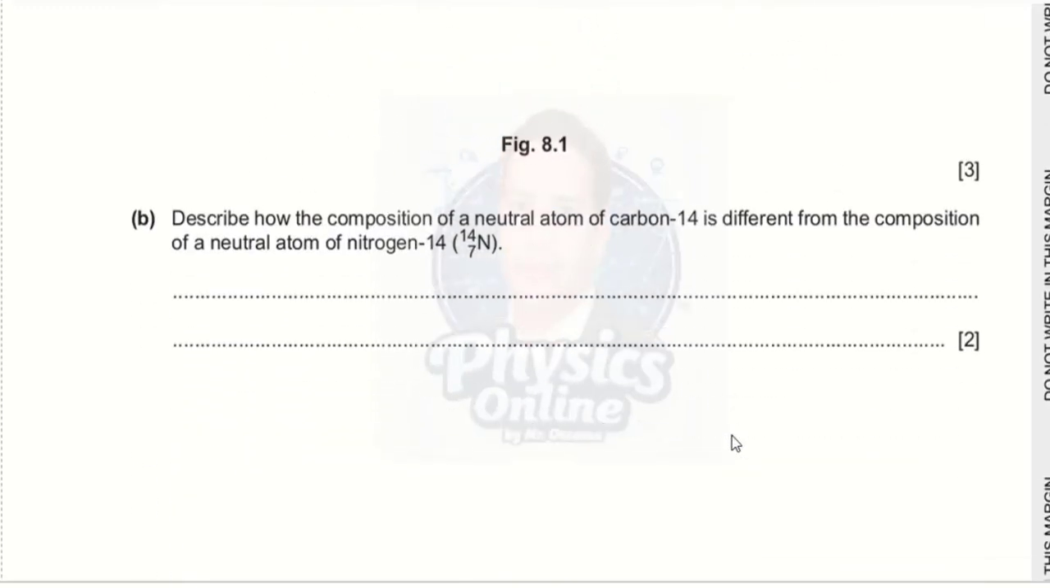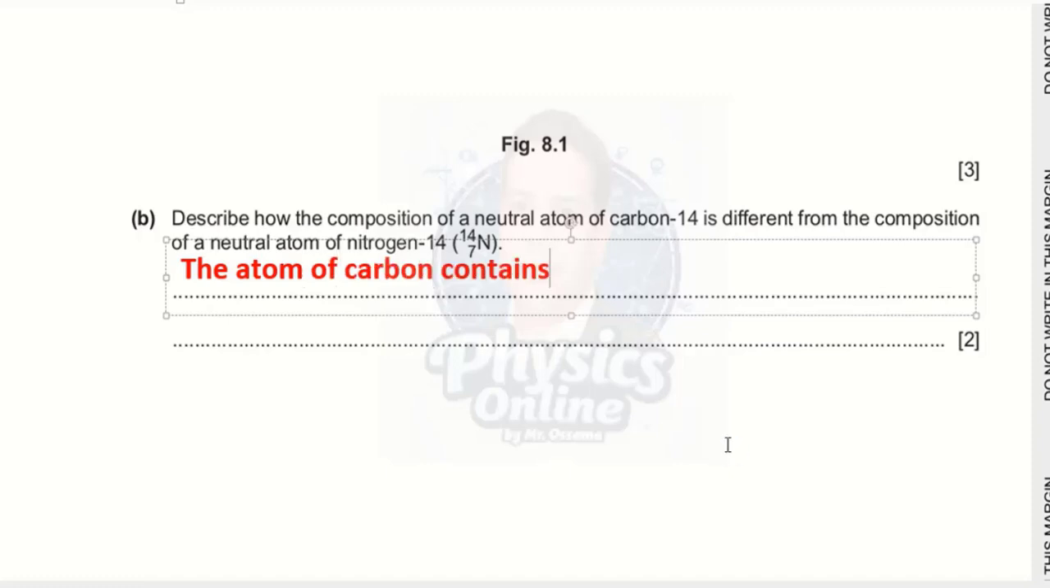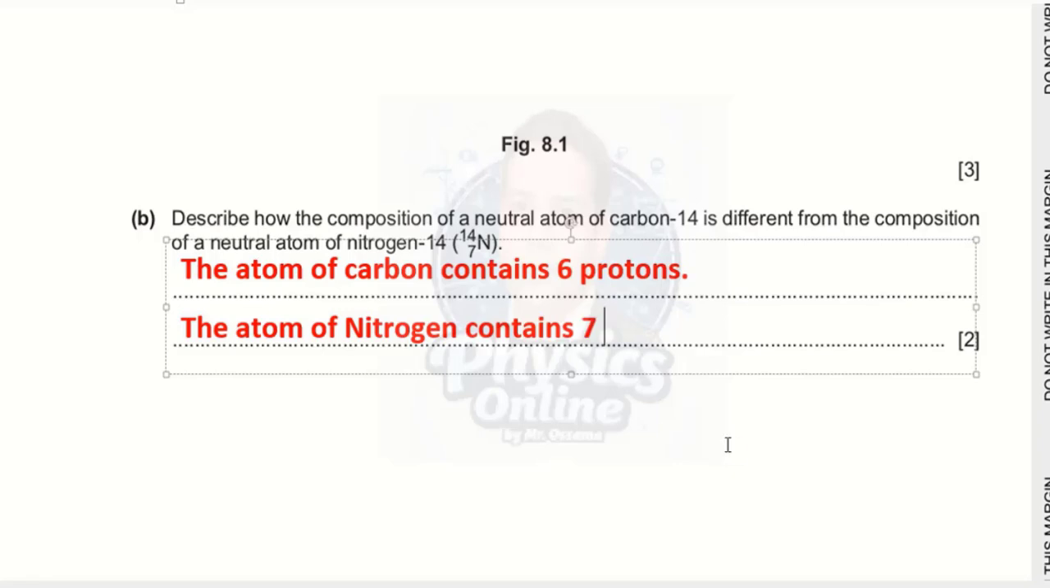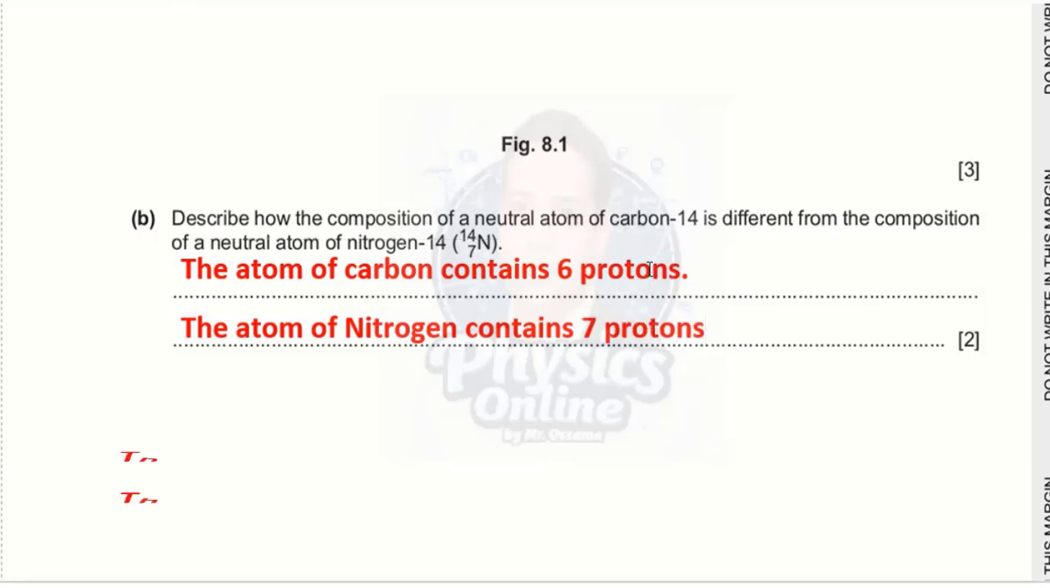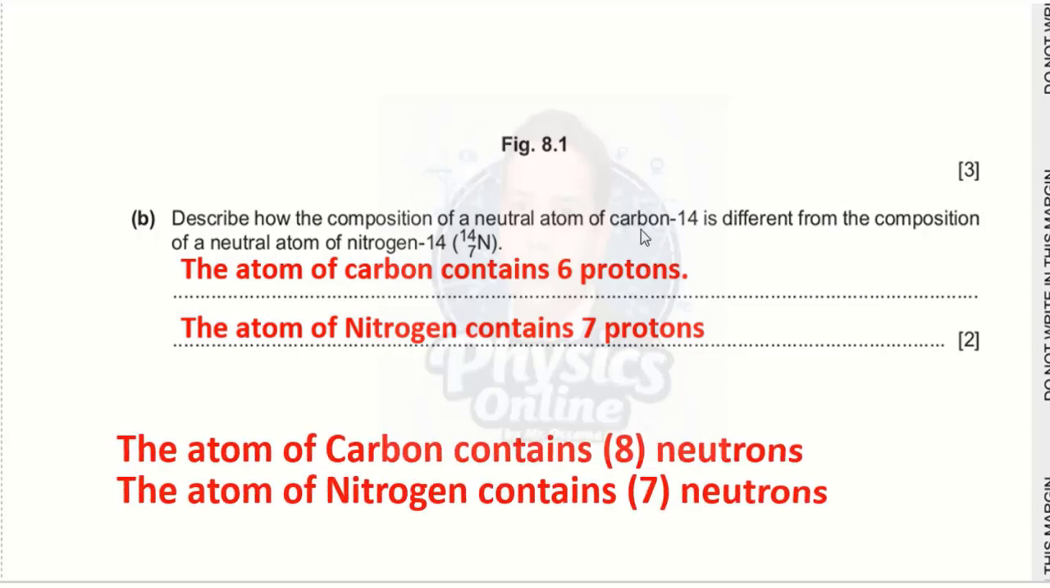Describe how the composition of the neutral atom of carbon-14 is different from the composition of the neutral atom of nitrogen. They are different elements, nitrogen and carbon, so they have different numbers of protons. The atom of carbon contains 6 protons, but the atom of nitrogen contains 7 protons. The atom of carbon contains 8 neutrons, and the atom of nitrogen 7 neutrons.